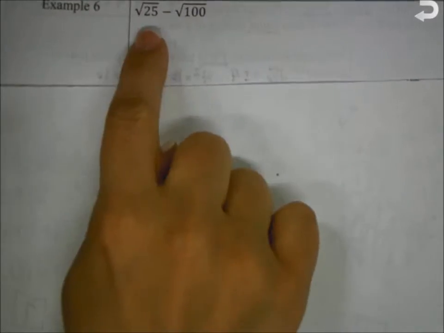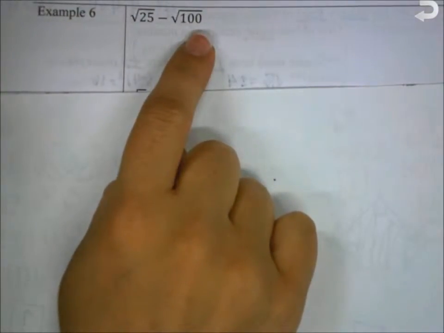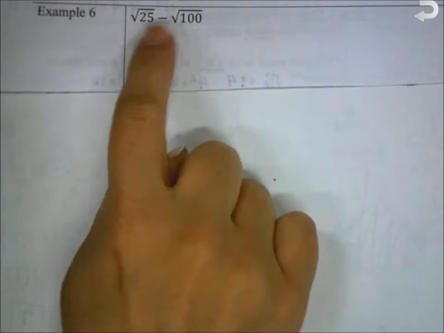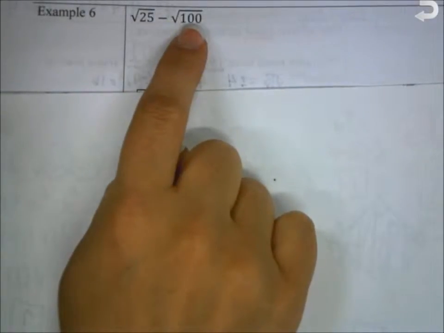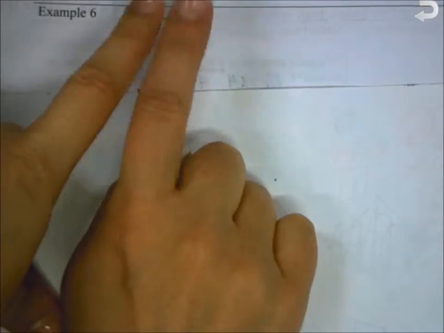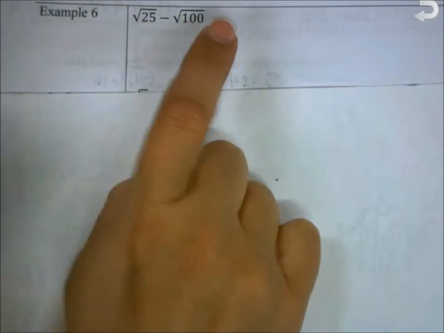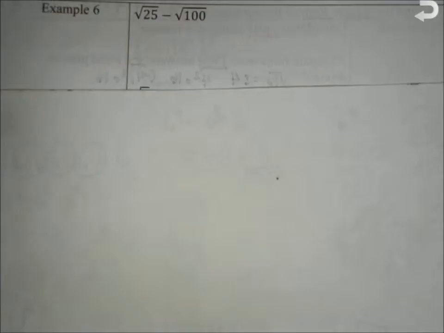This time we have the square root of 25 minus the square root of 100. So before we can subtract these guys, it's just like absolute value. We have to evaluate each of these individually first before we can subtract them. So what we have to do here is we find the square root of 25 and the square root of 100.